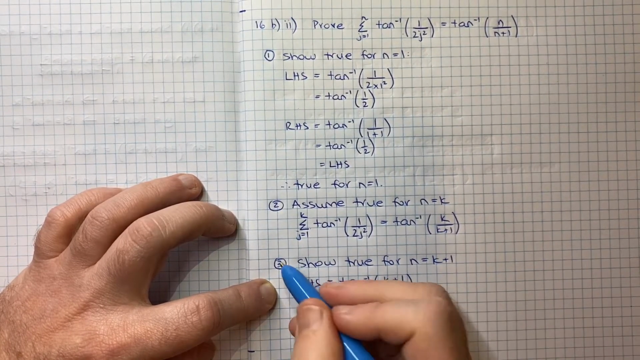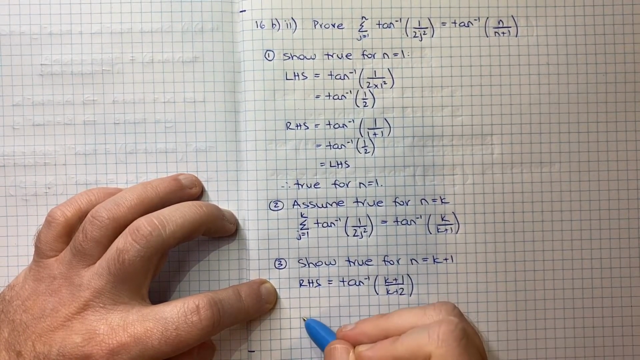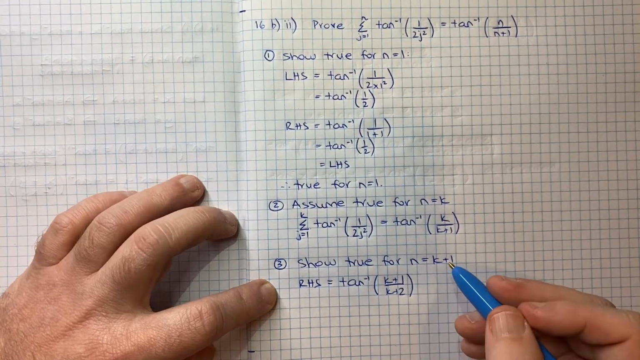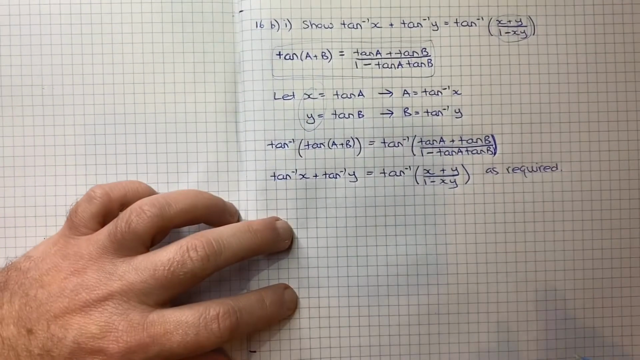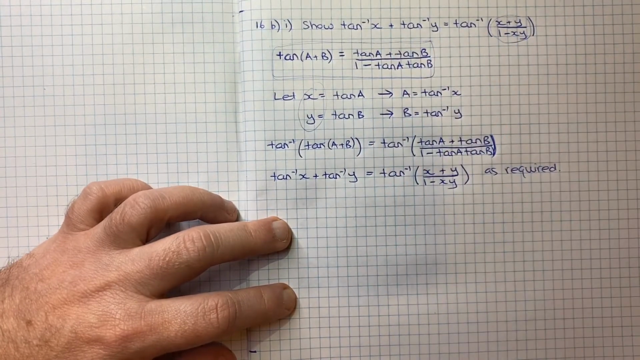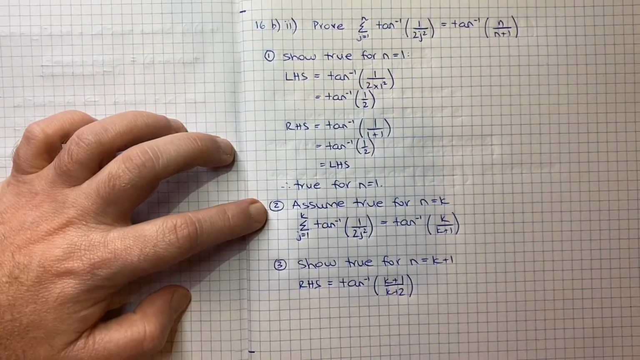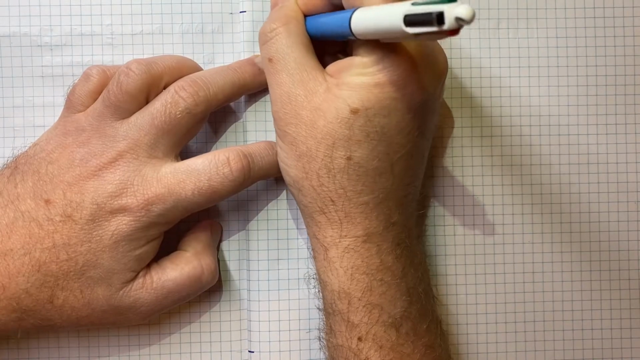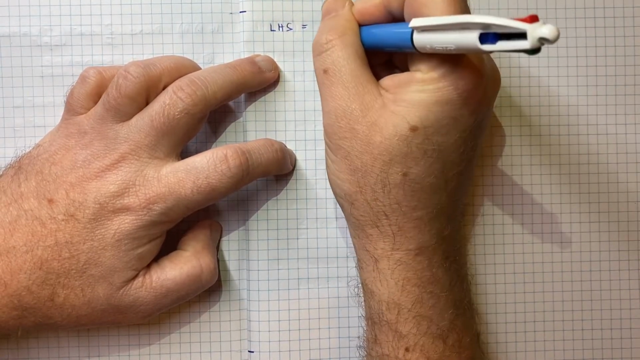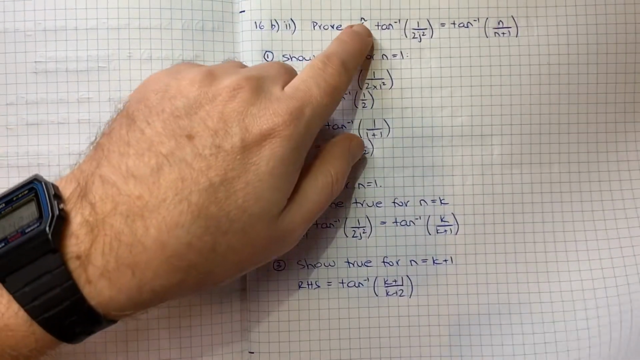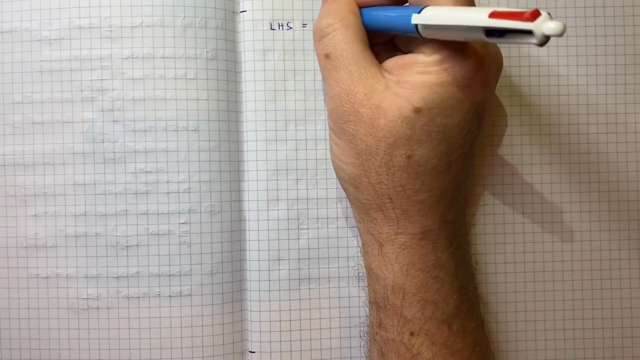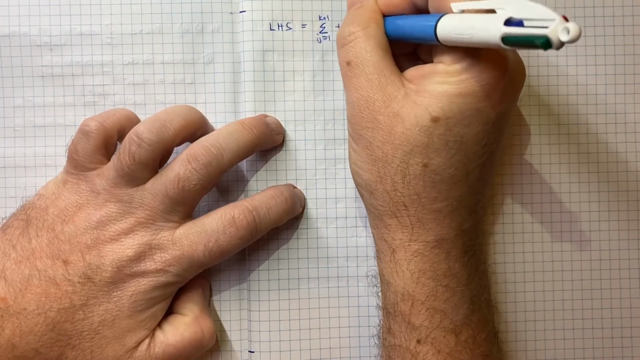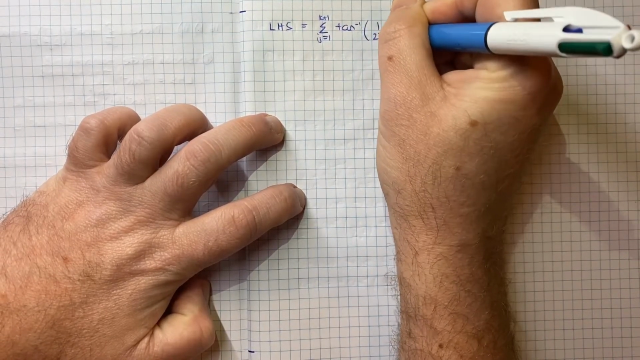So really our task here in step 3 is to show that the left-hand side can eventually simplify to this. And as I mentioned right at the beginning, chances are at some point we're going to rely on this result here. So that's something to keep an eye out for. Maybe I'll just turn over at this point to start on our left-hand side. So our left-hand side, when n is equal to k plus 1, will be the sum from j equals 1 to k plus 1 of the inverse tan of 1 on 2j squared.